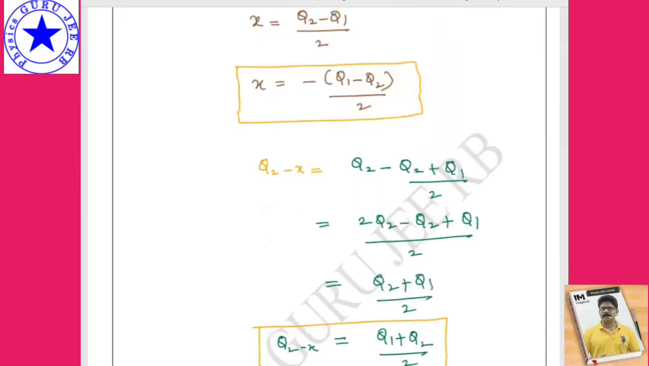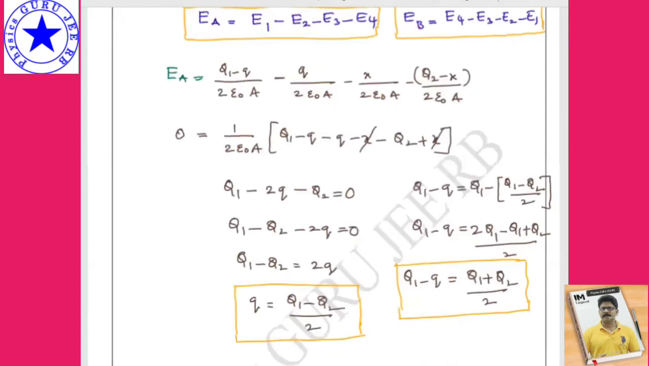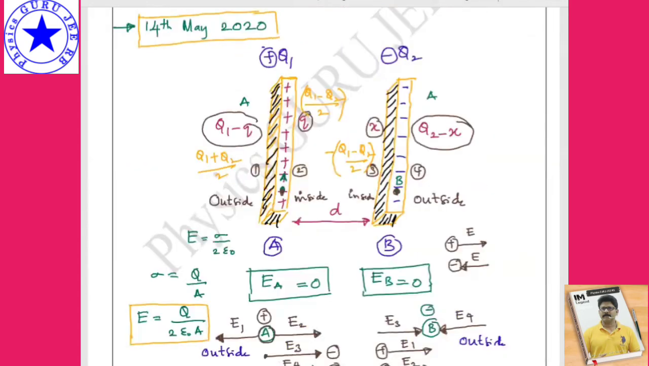So here outside, see very clearly. Whatever we are getting here, q1 plus q2 divided by 2, same thing we are getting q1 plus q2 divided by 2. So this is a conservation of charge, we can say. First plate q1 plus q2 divided by 2. For second surface, opposite to that, we are getting q1 minus q2 divided by 2. Okay, and here second surface q1 minus q2 divided by 2.